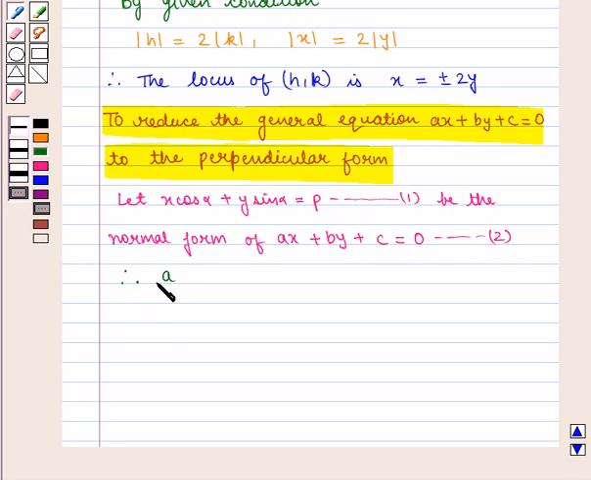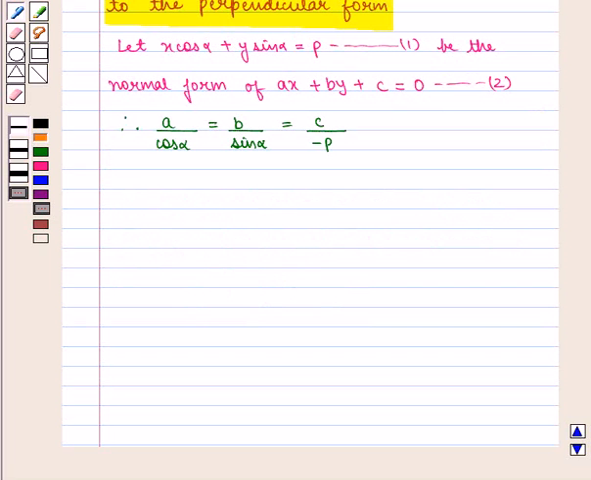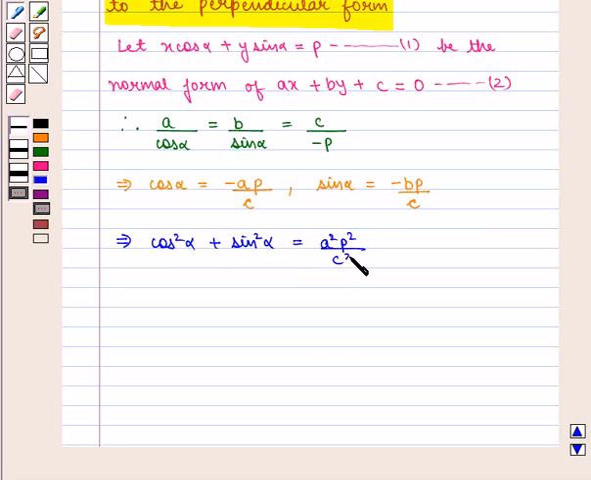Therefore, a upon cos alpha is equal to b upon sin alpha is equal to c upon minus p, which implies that cos alpha is equal to minus ap upon c and sin alpha is equal to minus bp upon c. Therefore, cos square alpha is a square p square upon c square and sin square alpha will be b square p square upon c square.